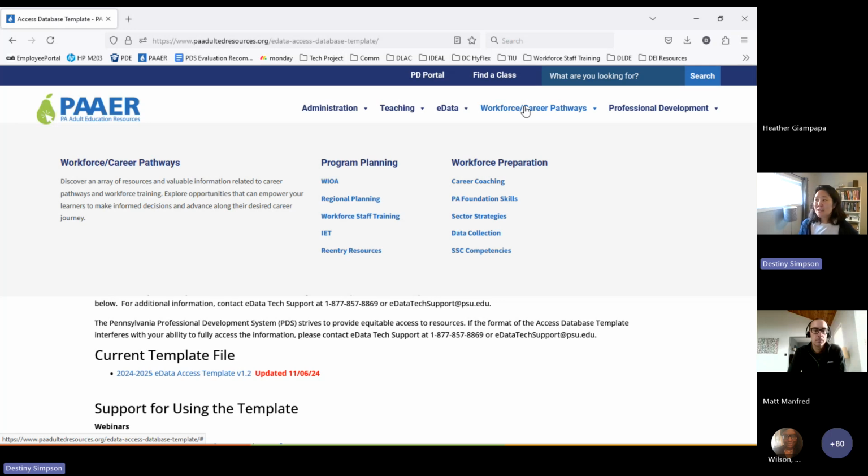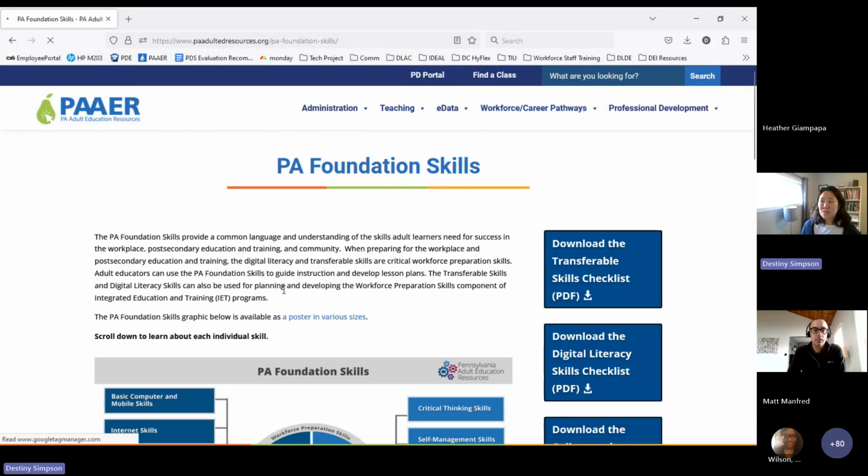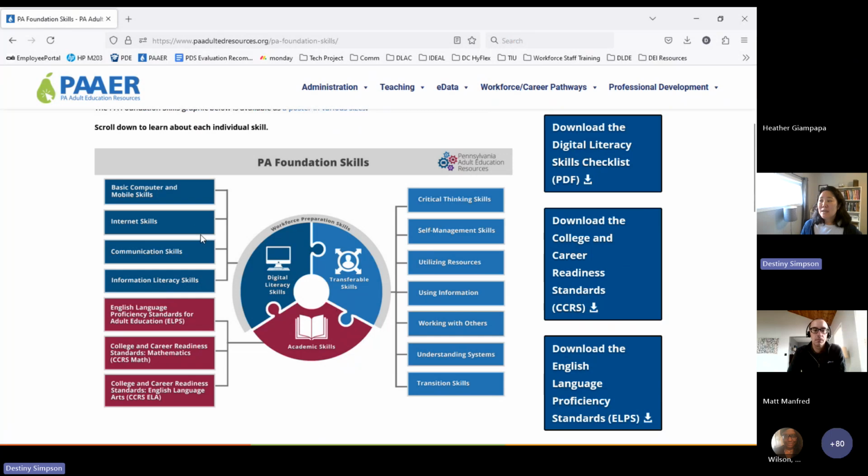And in addition to that, there's also the PA Foundation Skills, which is available not only under the Workforce Career Pathway section, but also the teaching section. It's under both places because this is a resource your teachers can be using to help make sure that as they're developing lessons, the lessons include these components: digital literacy skills, academic skills, and transferable skills, the skills that learners need to be successful, not only in our adult ed programs, but as they go into the workforce or post-secondary ed.